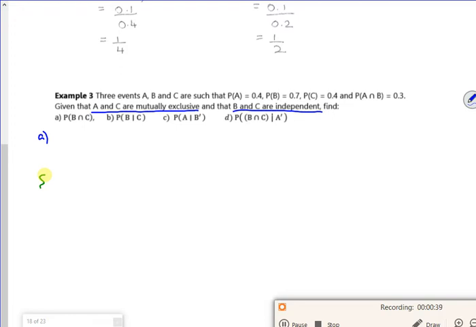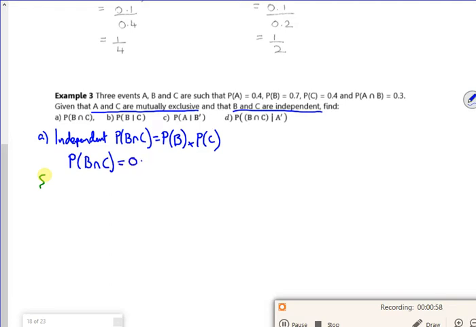B and C are independent. So if they're independent, then the probability of B and C is just B times C. So it's 0.7 times 0.4. So B and C is 0.28. There. Okay, so that's okay.